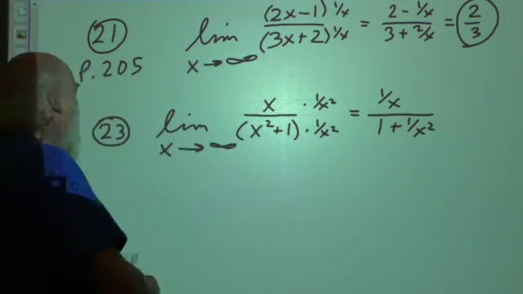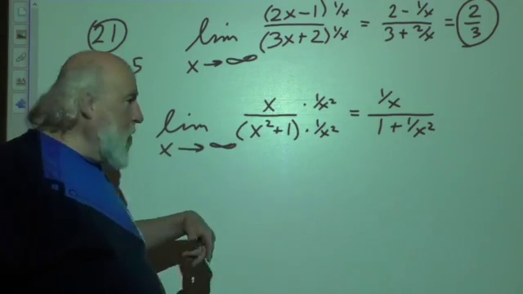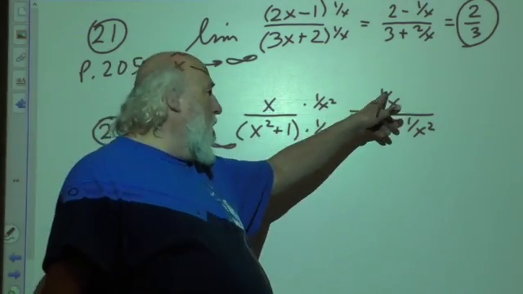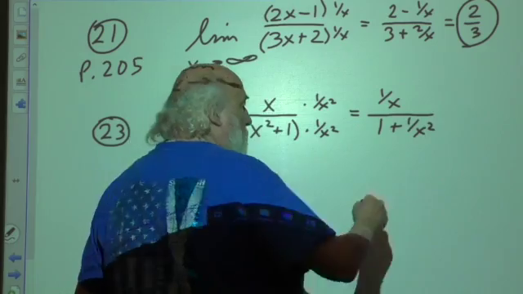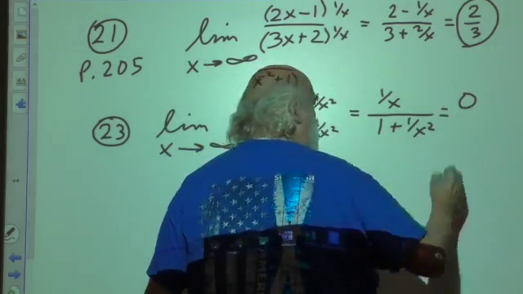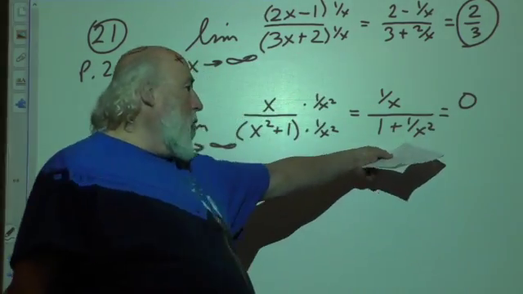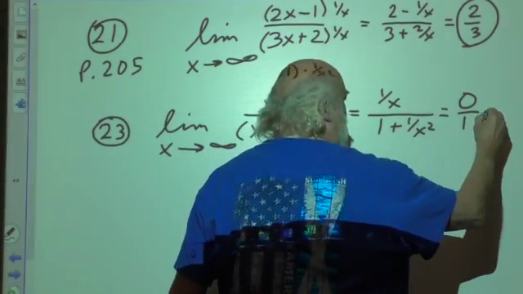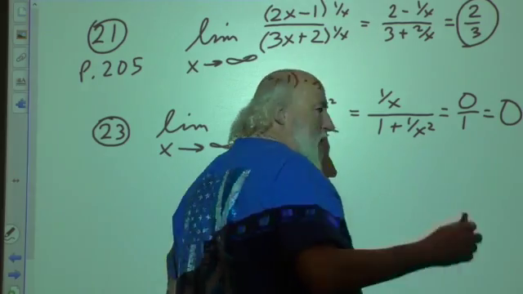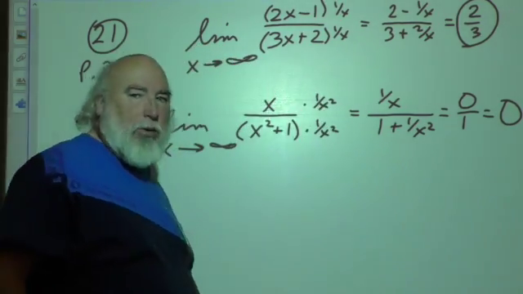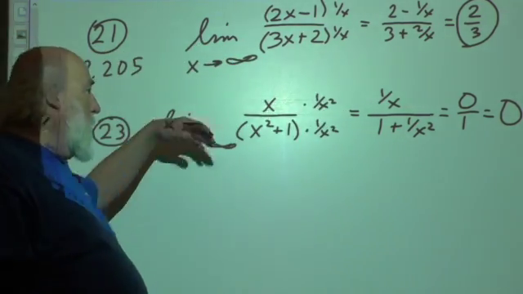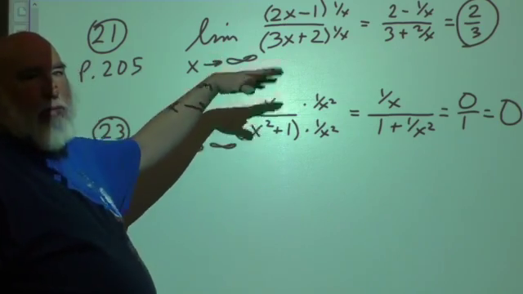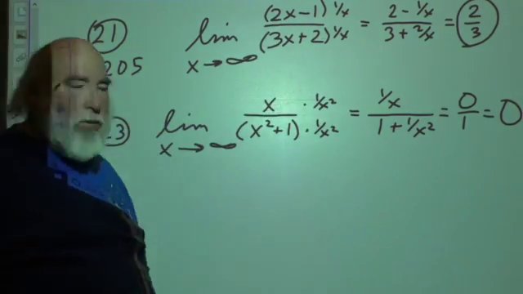Now again, x is approaching infinity. So if I plug in infinity here, I have 1 over infinity, which is 0. 1 over x squared is 0. 1 plus 0 is 1. And this gives me 0 over 1, which is 0. And that's exactly what that first guideline told us. That if your degree on top is smaller than the one on bottom, your limit is going to be equal to 0.